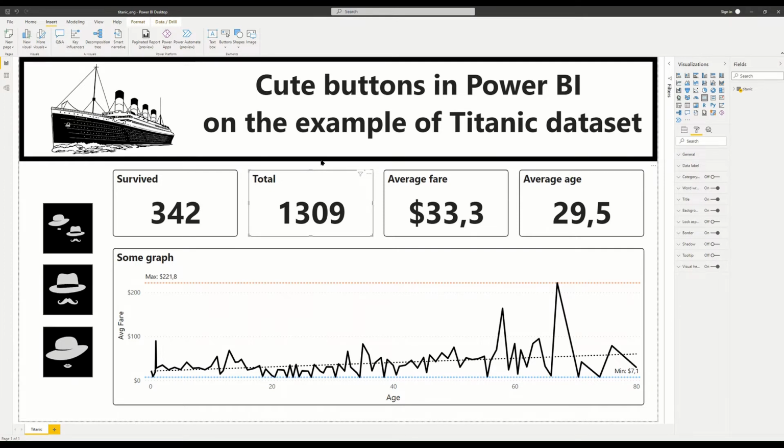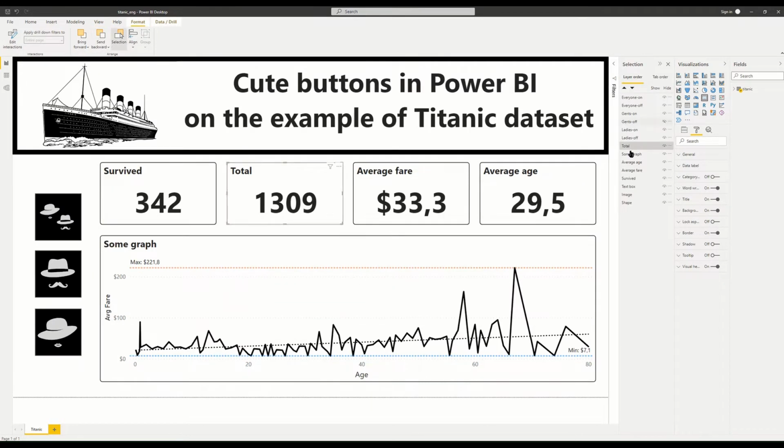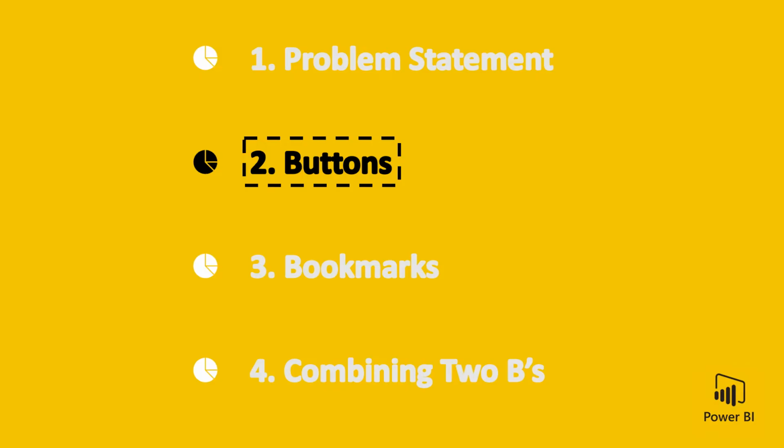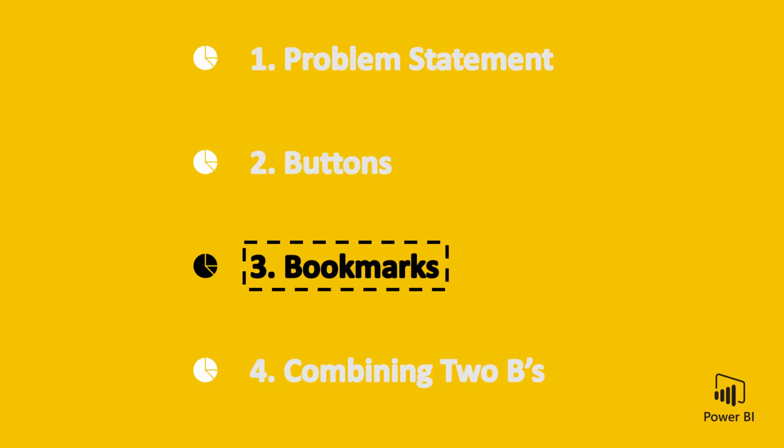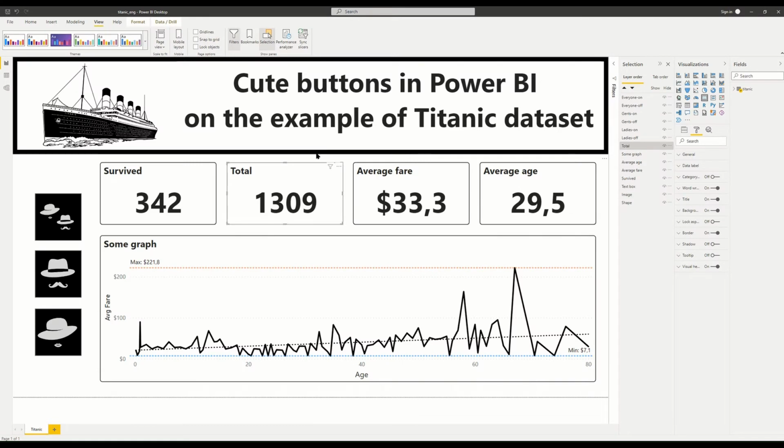After the final iteration, you will have a dashboard like this. One more thing to notice is that it is important to name buttons properly in the selection pane, because you will work with it later. Now we need to create some bookmarks. Our dashboard is supposed to have three states: male passengers only selected, female passengers only, and all passengers. Thus, we will need to create three bookmarks.